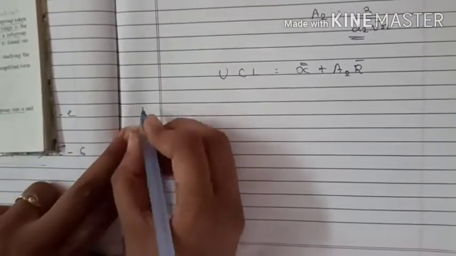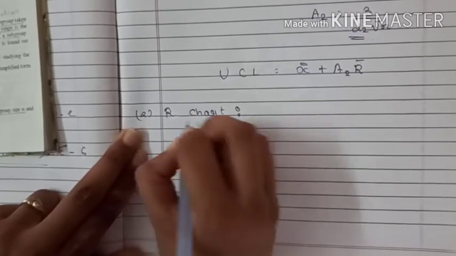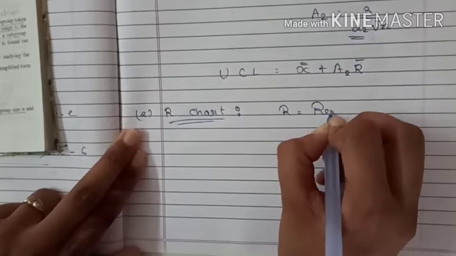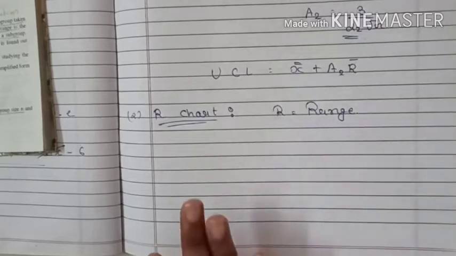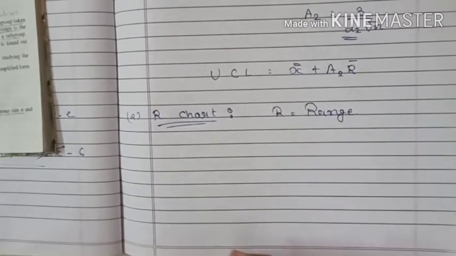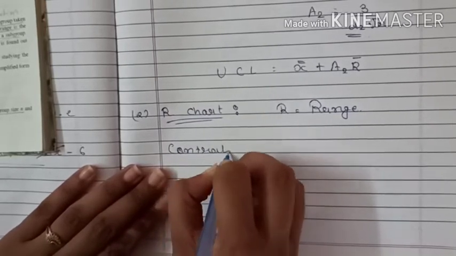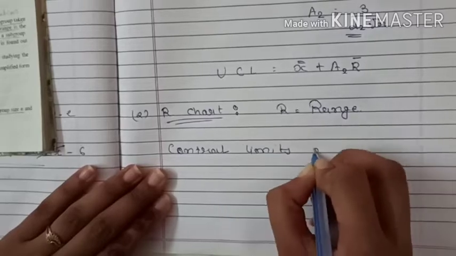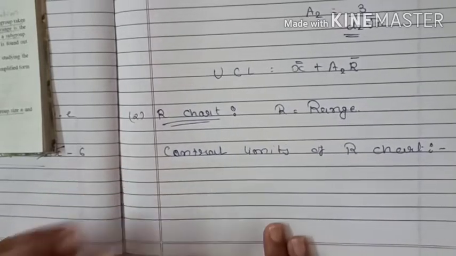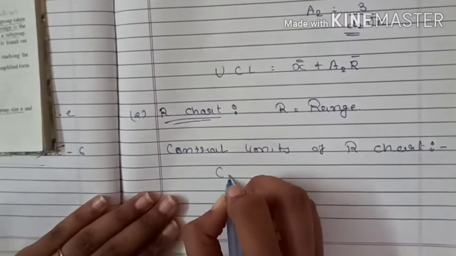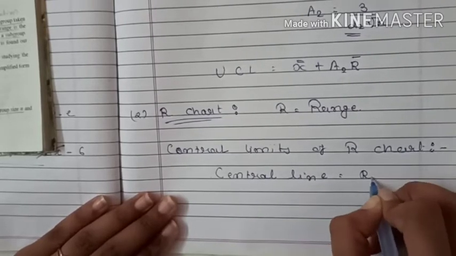Along with this, there is a second chart, the R chart. R stands for range. In this we have to study whether the process is under control or not, right? So there are control limits of the R chart. Again, in the R chart also there are three control limits. The central line is equal to R bar.